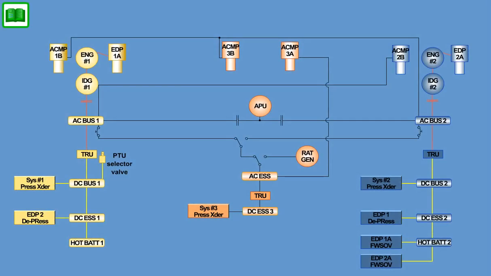The operation of System 3 would only be affected by the loss of a single engine if it were the right engine that was lost. In that case, the backup pump would not be available.